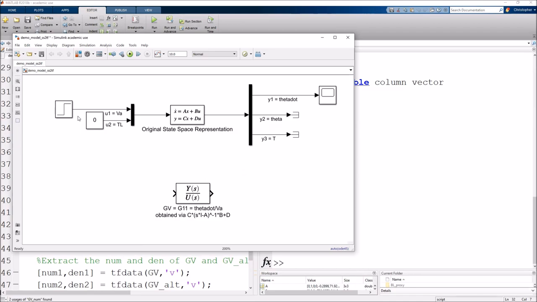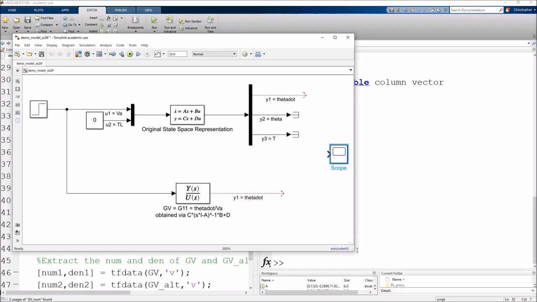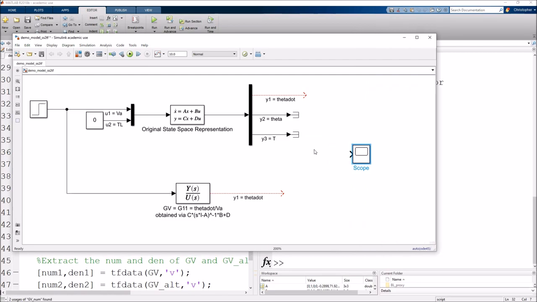Okay, and now what we can do is put in the same input over here to both the original state space representation and this transfer function representation. So this here should also be y1, which was theta dot. Right, so maybe I'll combine these so we can see both of these on top of each other. So I'll put another mux like this so we can compare these two outputs. The top one is the response computed by the original state space representation, and the bottom one is the response computed by the transfer function, right?